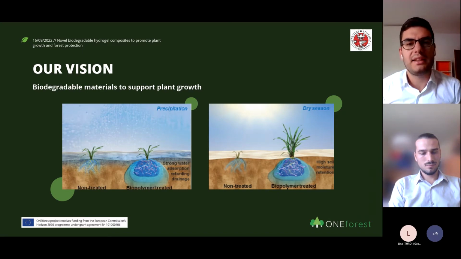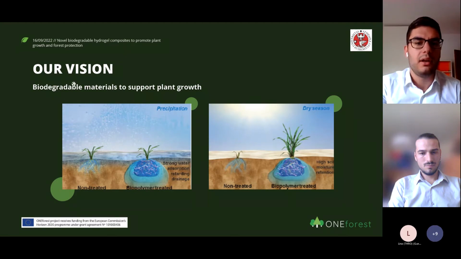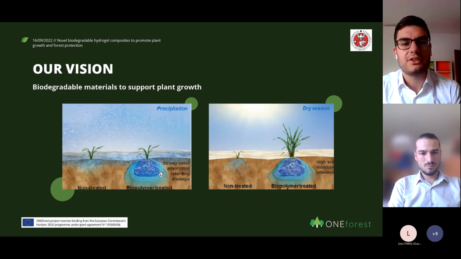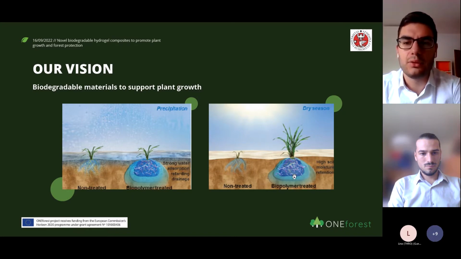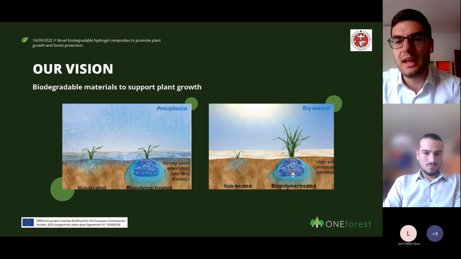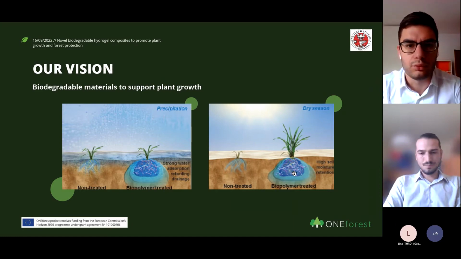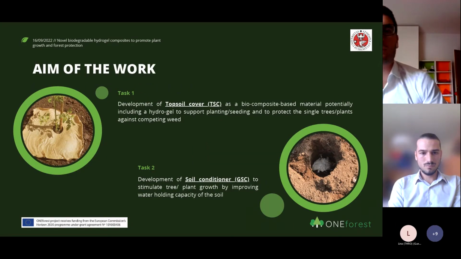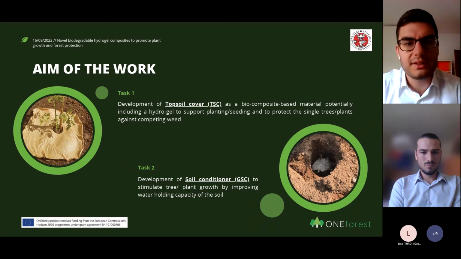So our idea is to use the biopolymers that can be mixed with the soil and can absorb the water, as you can see from this figure, from the outdoor environment and maybe during precipitation, then can store the water, and then they slowly release the water during the dry season, so that it can be available to the plant to grow.